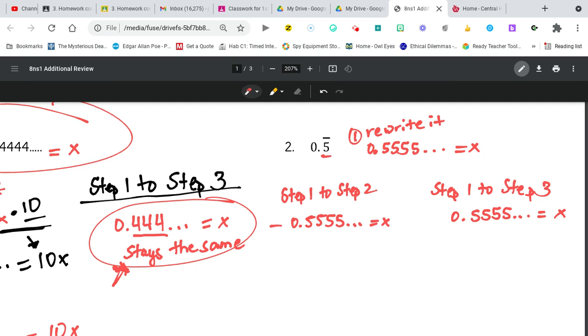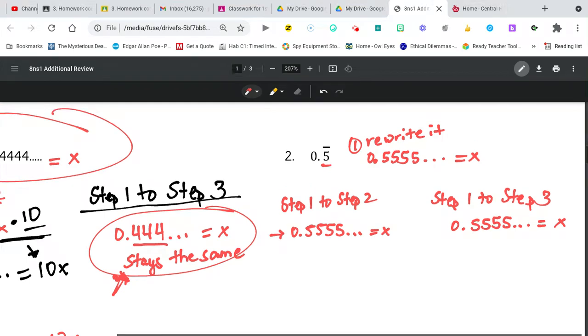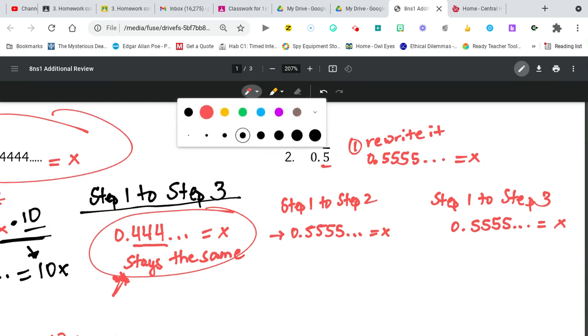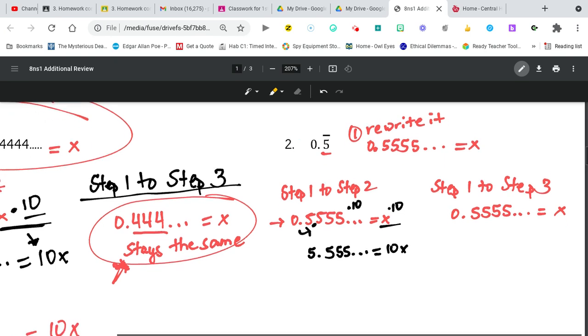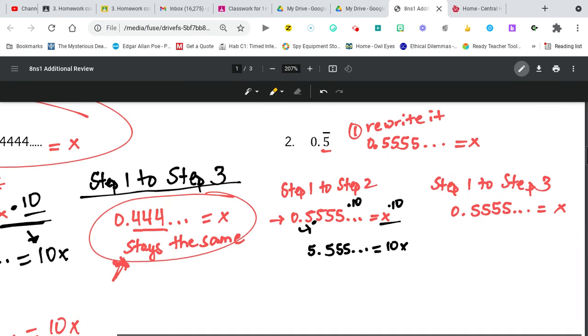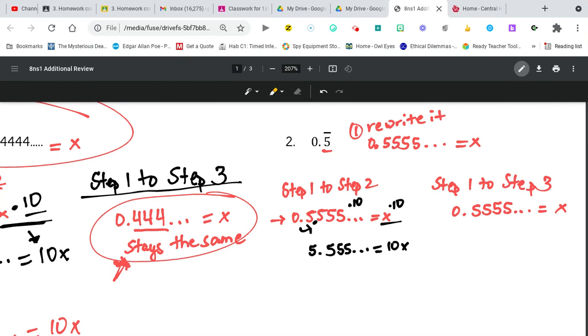This is what I got from step 1 to get the repeating part in front of the decimal. So I just need the repeating part, only the 5. I just need a 5 in front of the decimal then. So that means I just need to multiply by 10. But I do it to the x too. So the new equation is going to be 5.555, blah, blah, blah. Okay? And then this x times 10 is 10x. So that's one equation.